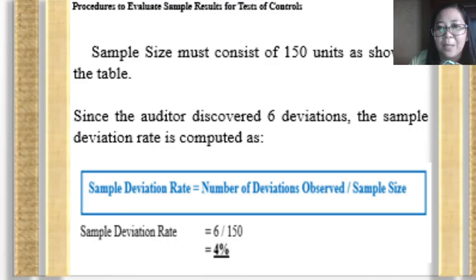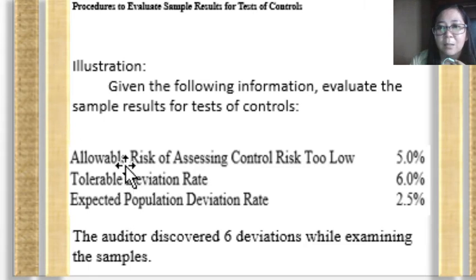Okay, so this is how we use this table for the statistical sample size. So here the sample size must consist of 150 units as shown in the table, but normally in real practice, these rates will be determined after the determination of the sample size. Okay, as we discussed before, the proper order is that the auditor should first identify the sample size.